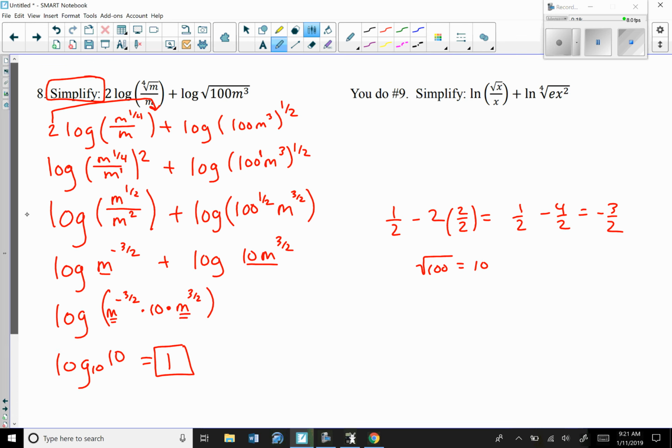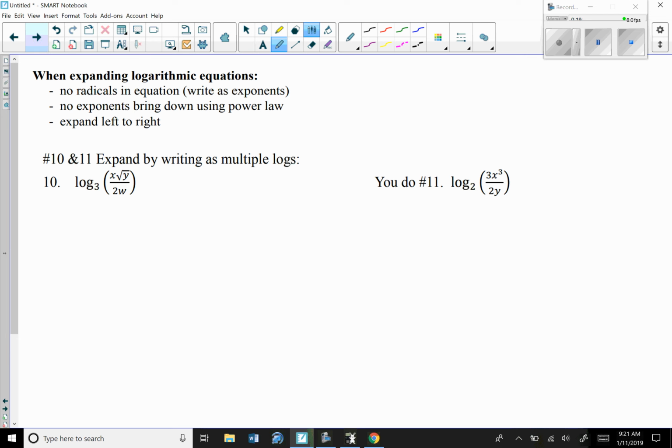So why don't you guys go ahead and do this one on your own, question number 9. And let's go to the next problem. So now we went from the expanded form to writing as a single logarithmic equation and then also simplifying. So now we're going to talk about expanding.